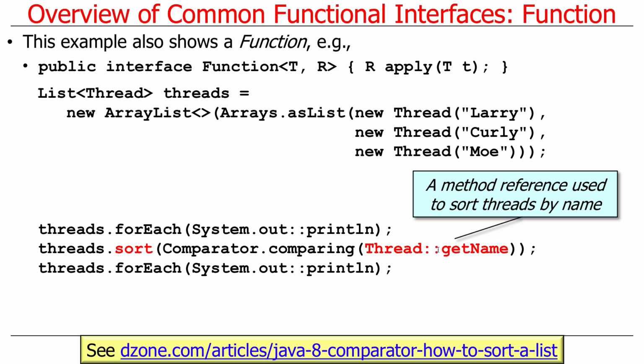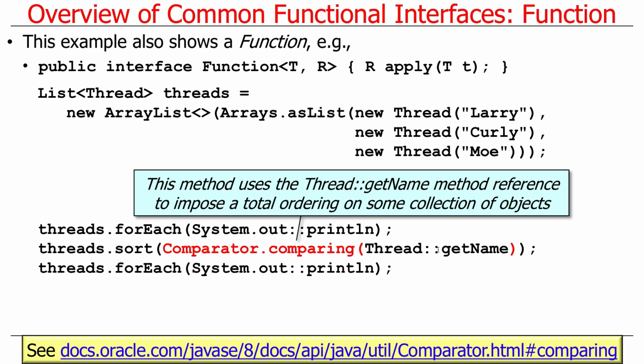So Thread::getName is in fact a method defined on Thread that can be used to compare the threads by some criteria. We could also do comparison by the thread ID if we wanted to. We could say Thread::getId instead of getName. That would be another method that would return the ID of the thread, which is probably some number like 574, versus the name, which in this case would be Larry or Curly or Mo.